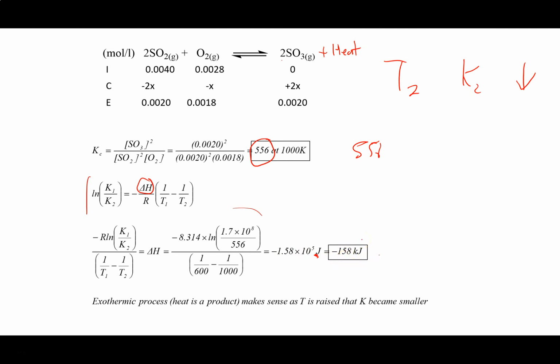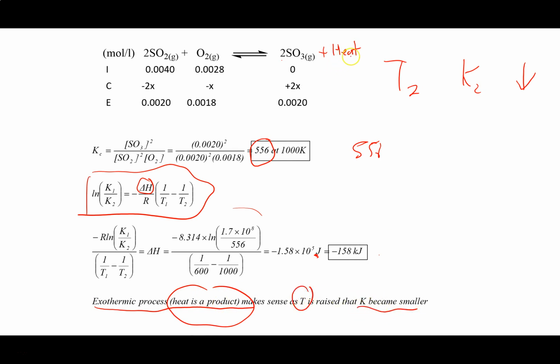You can use the solver directly here to solve for delta H if you want to use the solver and avoid the algebra. So this reaction is exothermic, right? It releases 158 kilojoules of heat. And so that makes sense that heat is a product because as you raise the temperature, K went down. So when the temperature went up, we added heat, and that pushed the equilibrium to the left, and K got smaller. So at T2, the temperature went up, K2 went down.